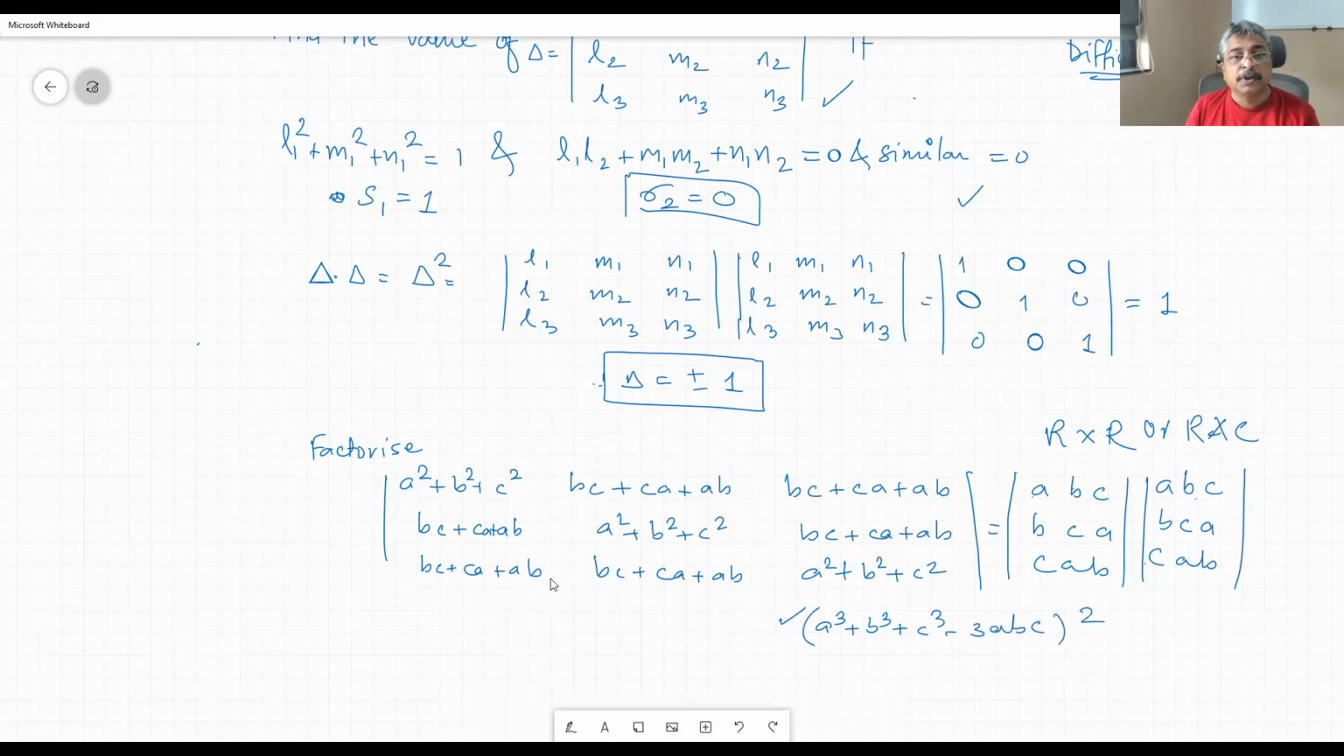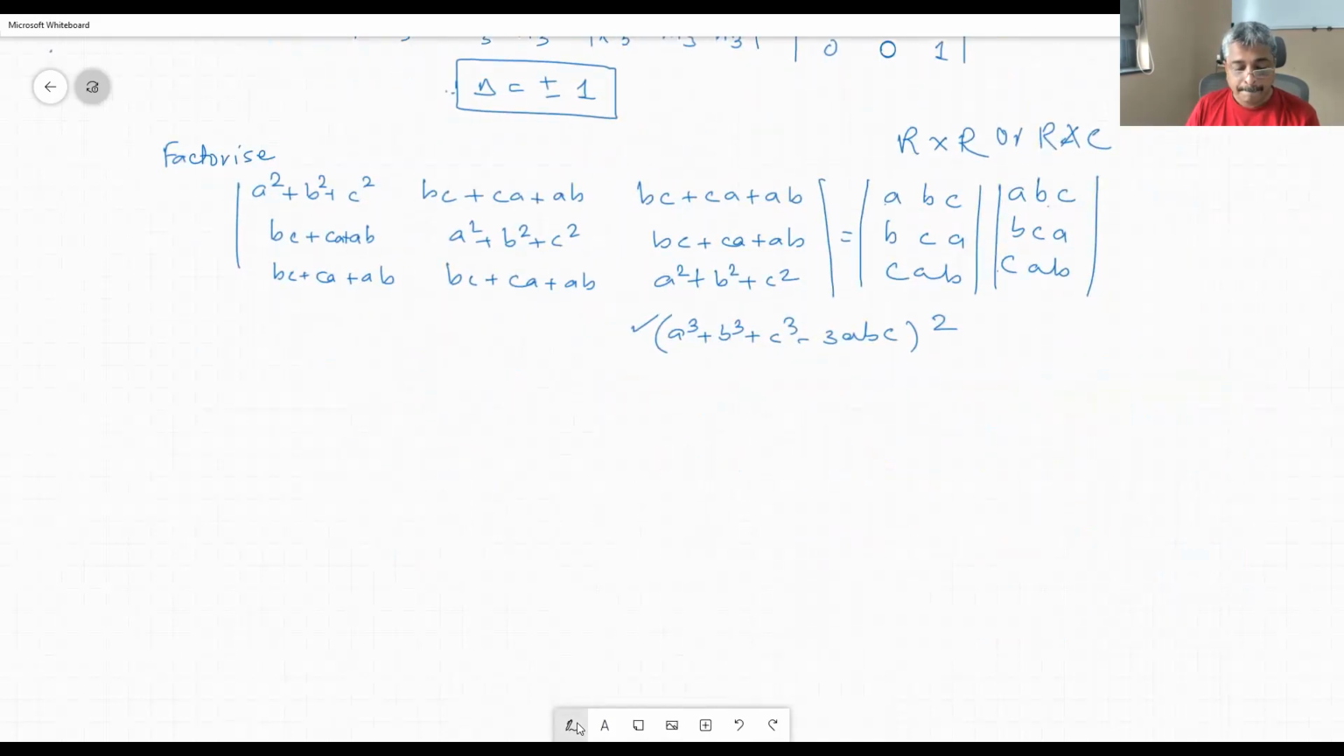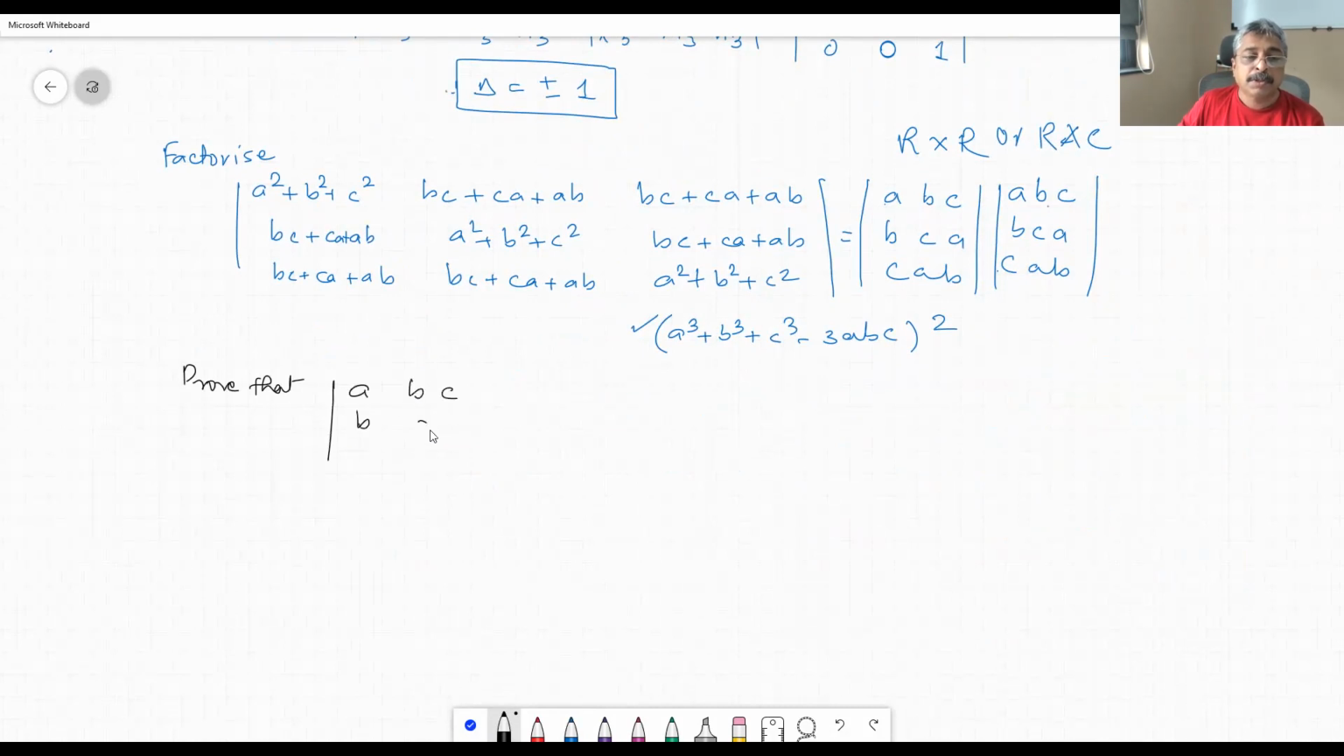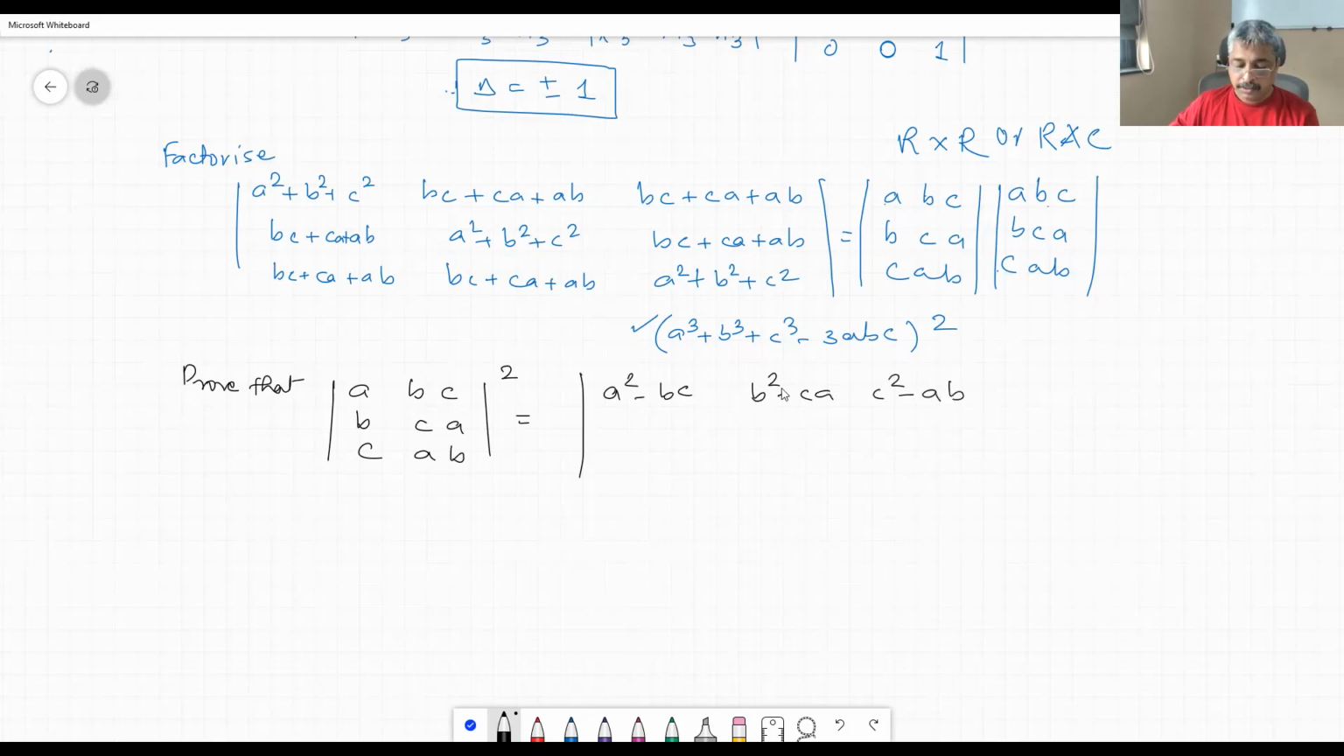Last problem. Today's last problem. Prove that the determinant ABC, BCA, CAB, bracket square, is equal to the determinant with rows: a square minus BC, b square minus CA, c square minus AB; c square minus AB, a square minus BC, b square minus CA; b square minus CA, c square minus AB, a square minus BC.